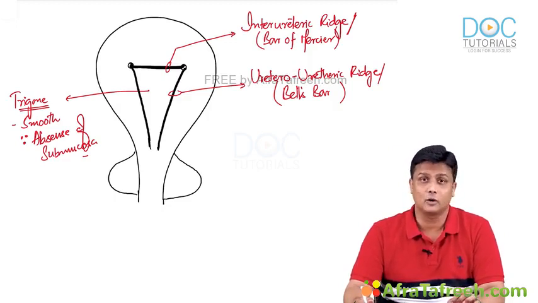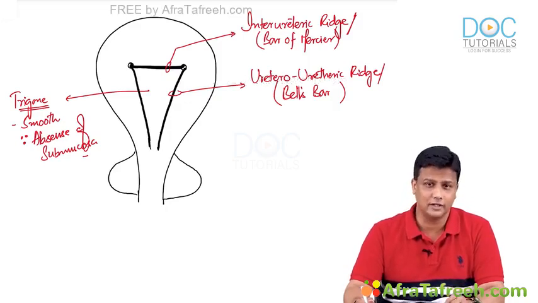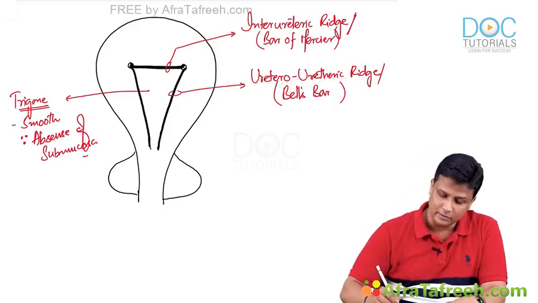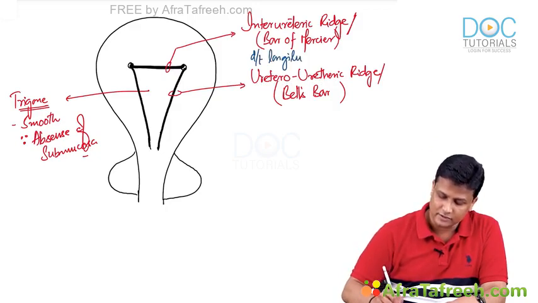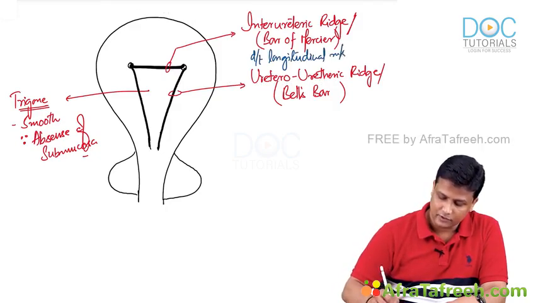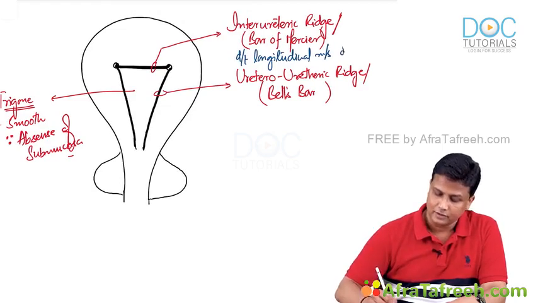Now, once you have comfortably learned the names and everything, the another names and all, now you need to learn the reason. Why is that elevation created there? Why is that ridge formed there? Due to what? Remember, this is formed due to the longitudinal muscles of ureter. Longitudinal muscles in the wall of the ureter.